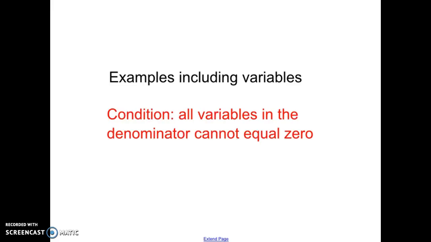Next, we're going to move on to examples including variables. It's important to note that all variables in the denominator cannot equal 0, can't divide by 0. So most of the time when you look at your directions, they will say variables in the denominator will not be equal to 0.